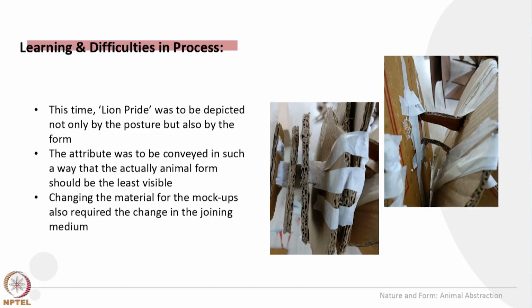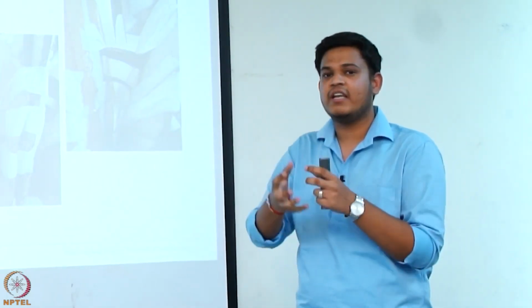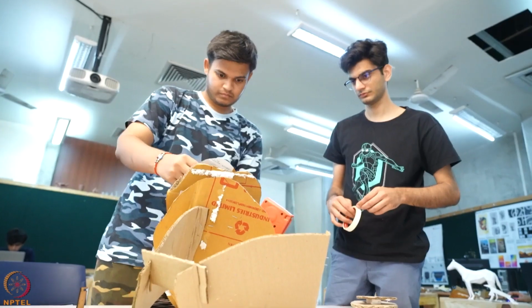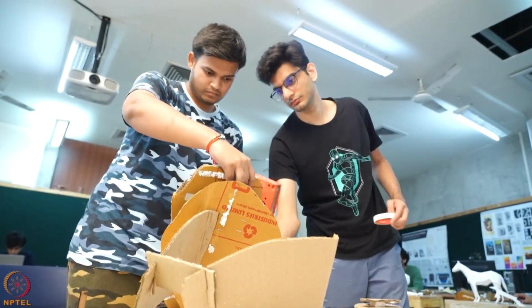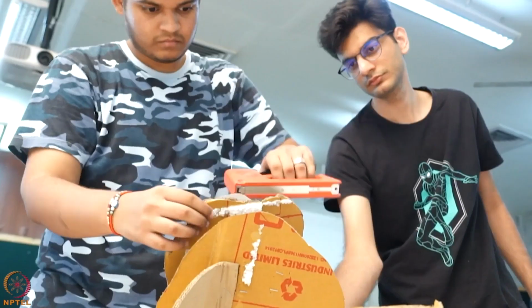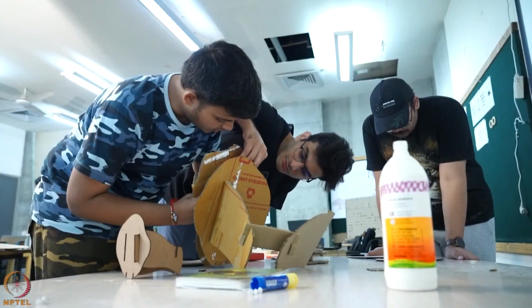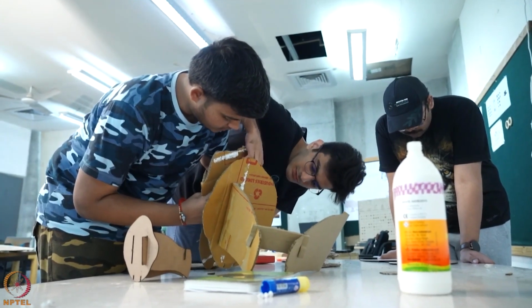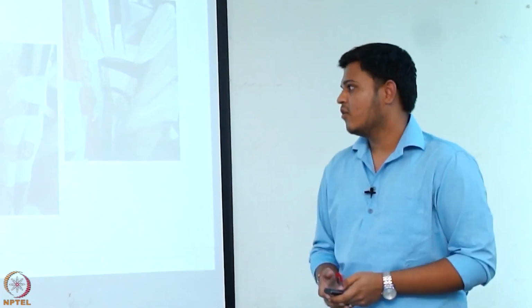Then we learned that changing the material for the mockups also required us to change the joinery and the joining medium. As you can see, for building the cardboard models, I needed to use paper tapes, I used stapler pins, I used Fevicol, I used everything, ranging from foam to thermocol.